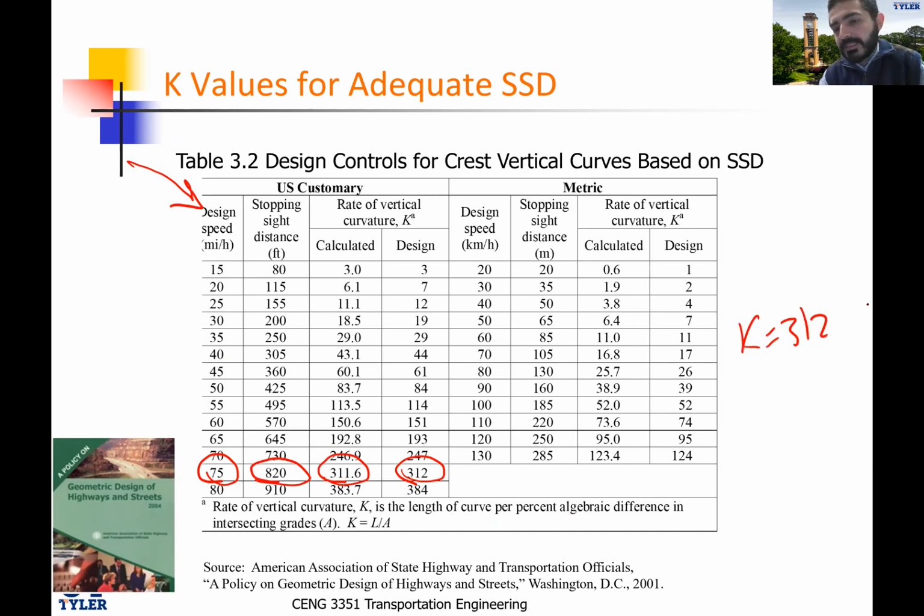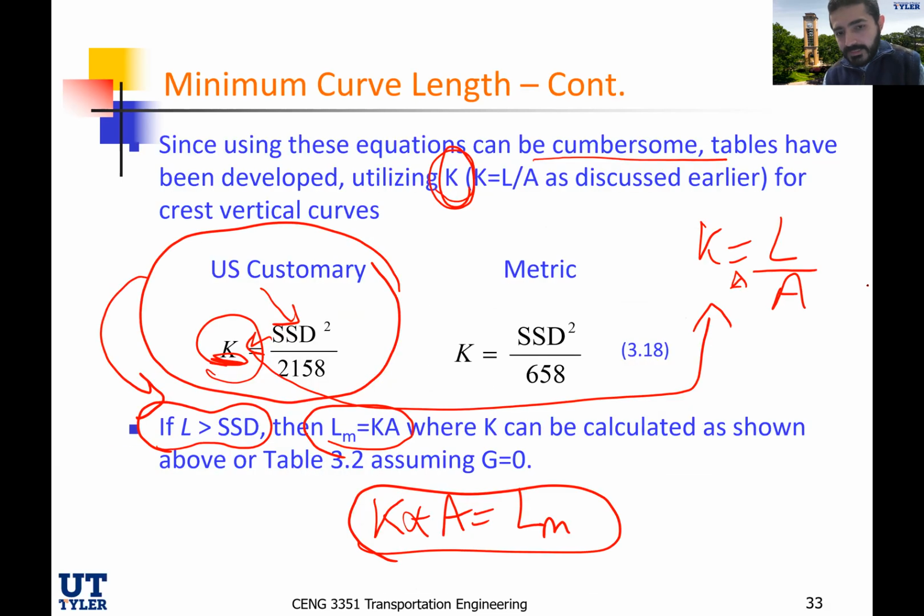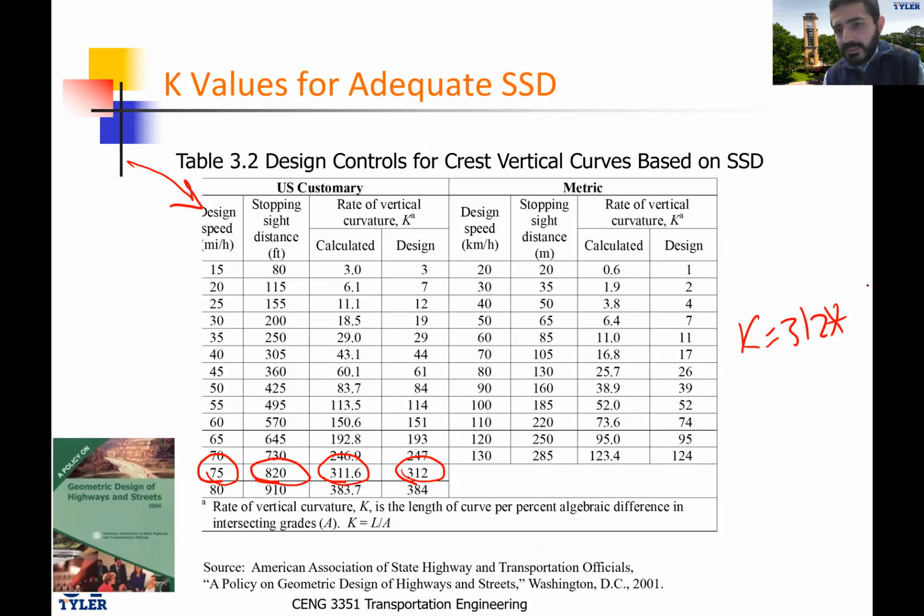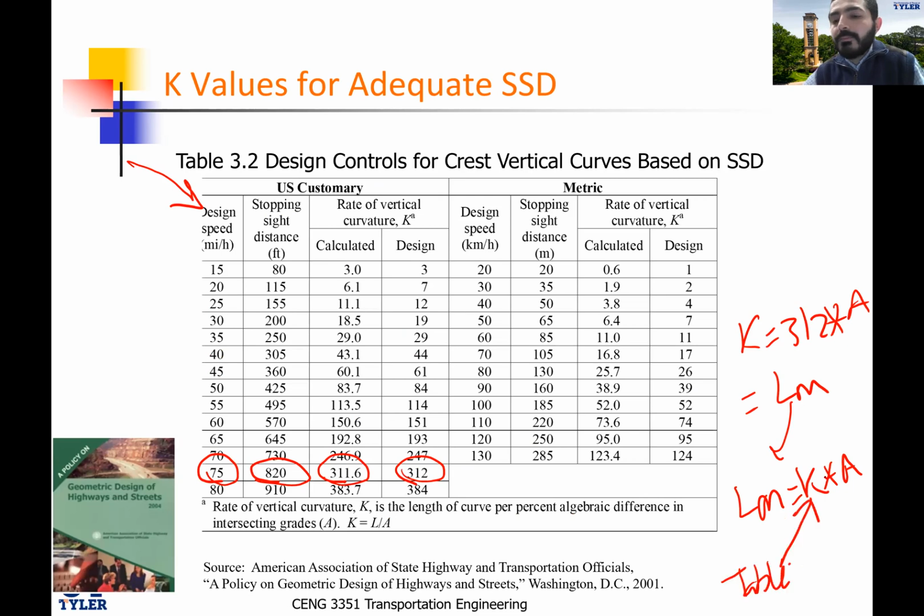I'm going to multiply this by A to get for me the LM. Very simple. The LM is equal to K from table 3.2 times A. All you need, again, is the speed limit of that structure, and then you get K multiplied by A, and you get the length of the curve.